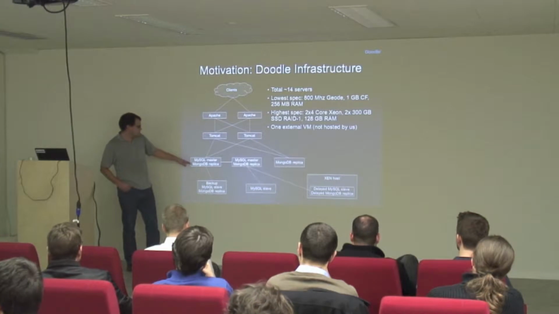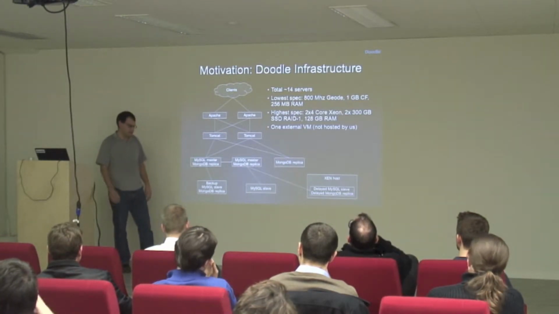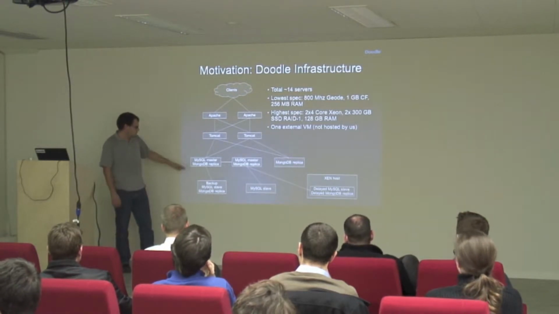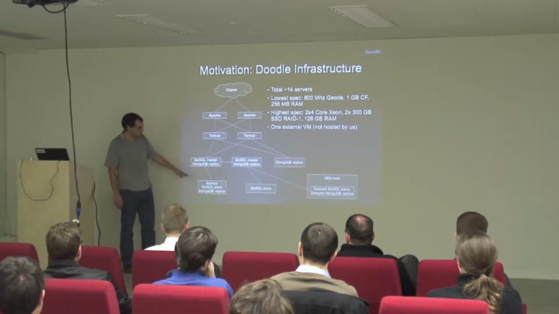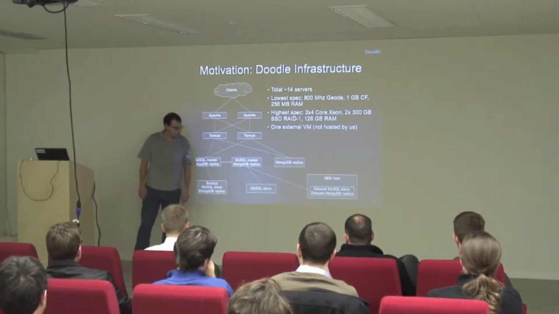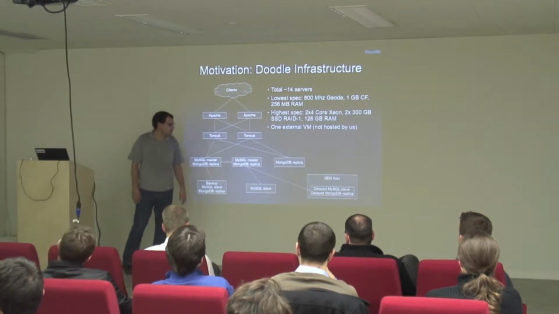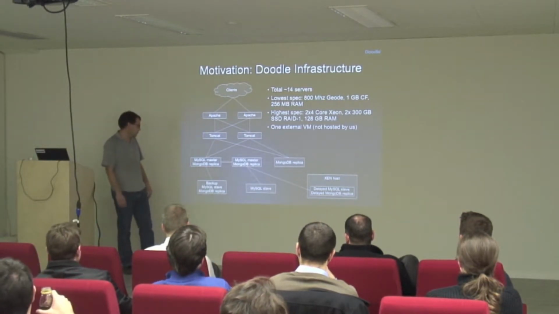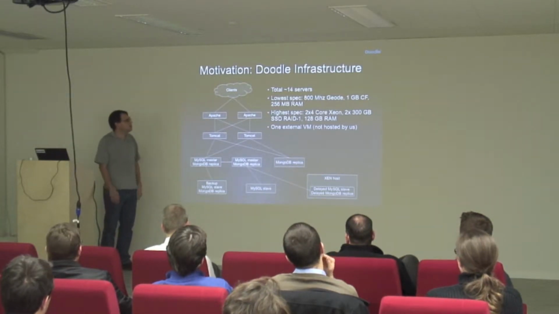Then there's also the MongoDB replica set, where replication is handled internally by MongoDB. It consists of four up-to-date nodes, and then there's an additional time-delayed node, and also another slave for MySQL, which is also delayed by 1 hour. The hardware varies quite a lot.